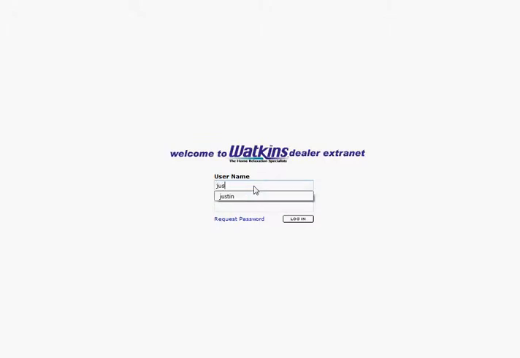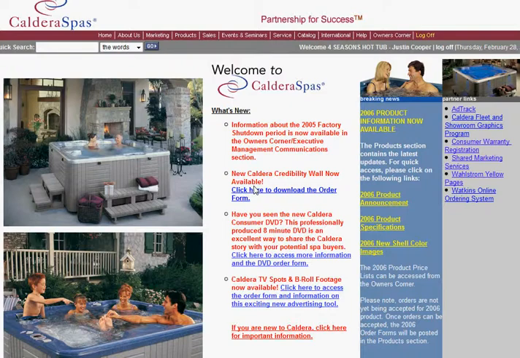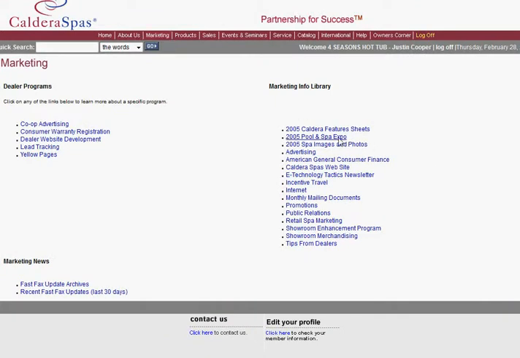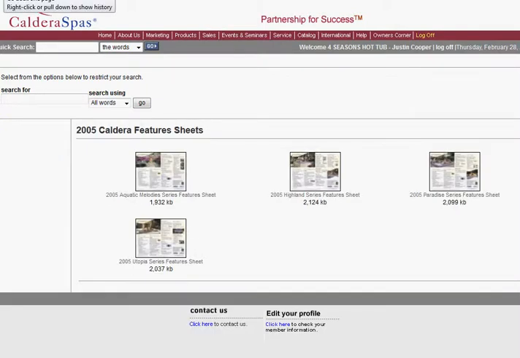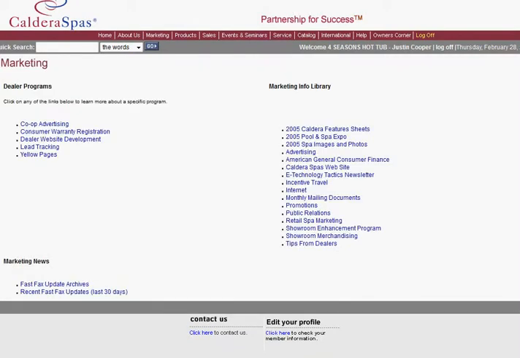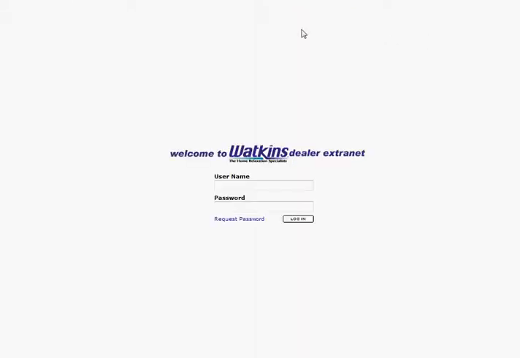To show you a different example of that, I'm going to log in as a different dealer. This time, this is a Caldera dealer. So this dealer carries different types of products. Of course, the assets that they access because of their region or products they carry might provide us completely different options, having nothing to do with the other brand. So the brand segmentation allows a very large manufacturer who carries a lot of different brands and a lot of different dealers to service everyone from one central place.